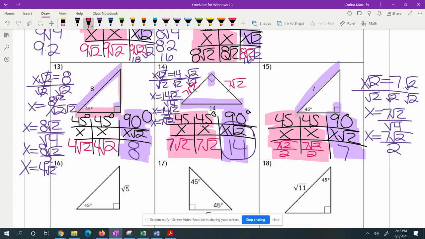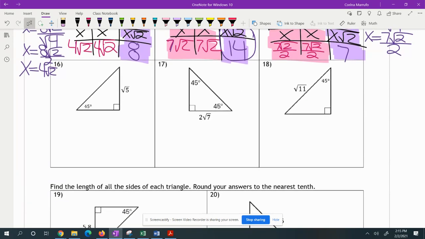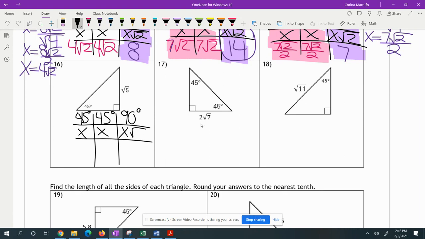So once you pick up on the patterns, this becomes a little bit easier for you guys to work out. Okay. So let's go ahead and look at the next one. This one, we still have our 45, 45, 90 triangle. So I'm going to go ahead and make my table. I have 45, 45, 90. And then it's x, x, and x square root of 2. So we go ahead and see, okay, what side did they give us? So they give us one of the legs. They give us this leg right here. It's across my 45-degree angle. That one is square root of 5.